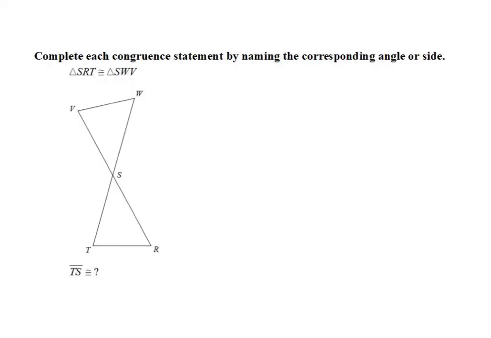So here we want to complete the congruent statement by naming the corresponding angle or side that is matching up. So I'm going to take my congruent statement and I'm going to match. S is the first letter, so angle S is congruent with the other angle S. Then we have R is congruent to W, so R to W, and then T to V.